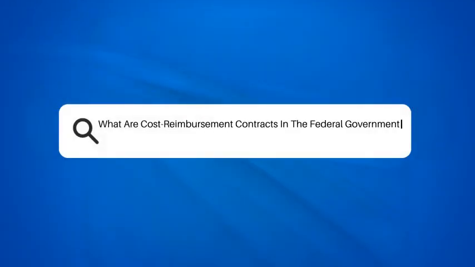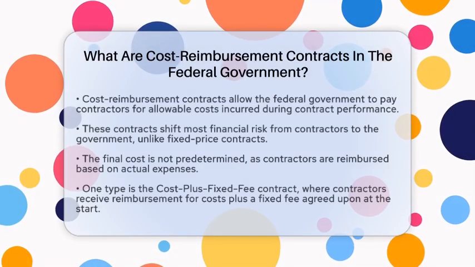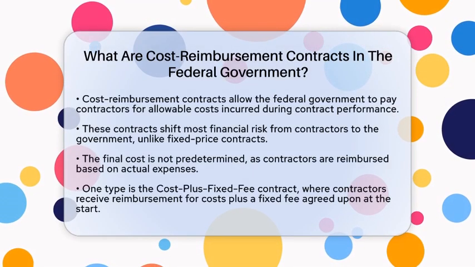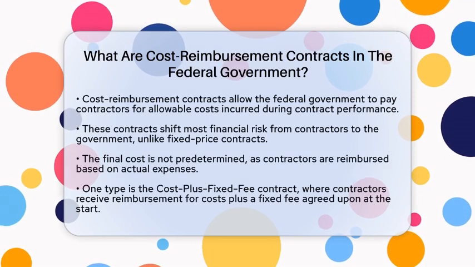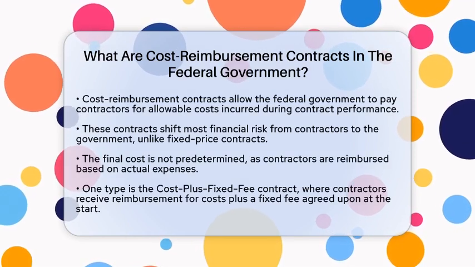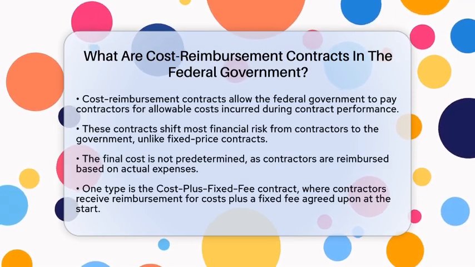What are cost reimbursement contracts in the federal government? Have you ever wondered how the federal government manages contracts when costs are unpredictable? One important type of contract is the cost reimbursement contract.